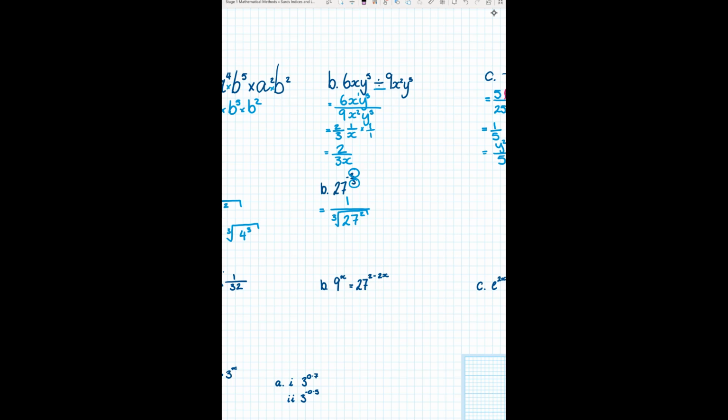Now, one thing we might recognize here is that 27 is actually 3 cubed, squared. So by cube rooting 3 cubed, we end up with 1 over 3 squared, and 1 over 9.